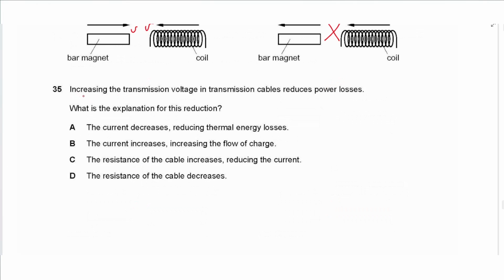Question 35 says increasing the transmission voltage in transmission cables reduces power losses. What is the explanation for this reduction? So when the voltage is stepped up, the current decreases. So the current decreases, yes. Current increases, no. Resistance of the cable does not change. So the answer is A, because this reduces the energy losses as heat in the wires, because current causes a heating effect and the current decreased, so the heating effect decreased.